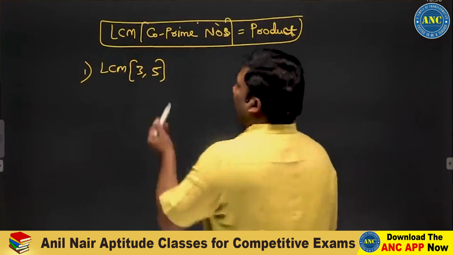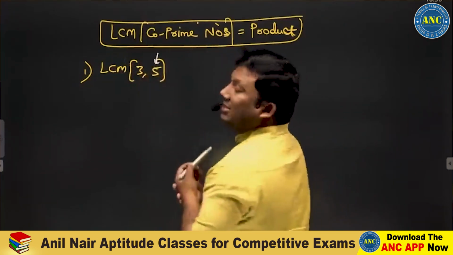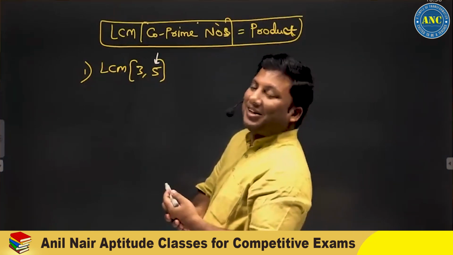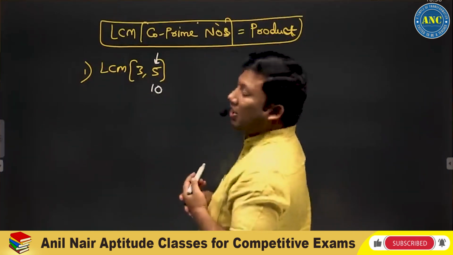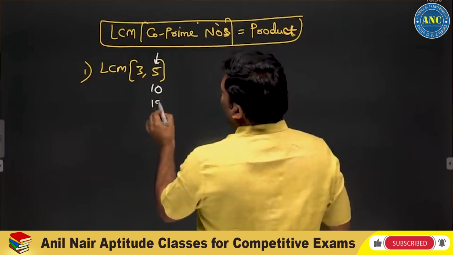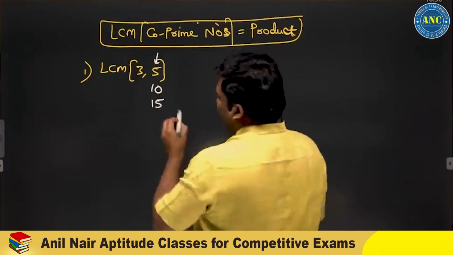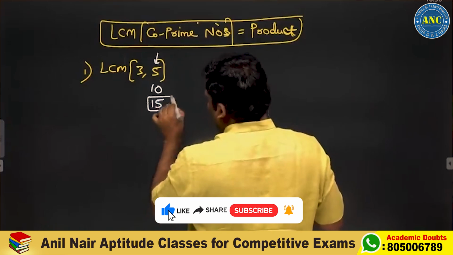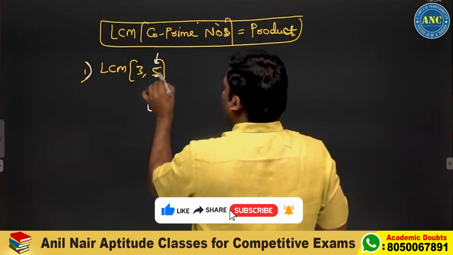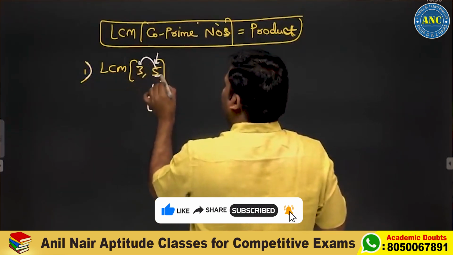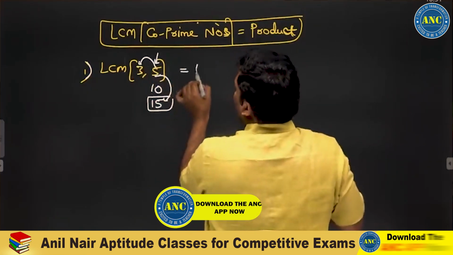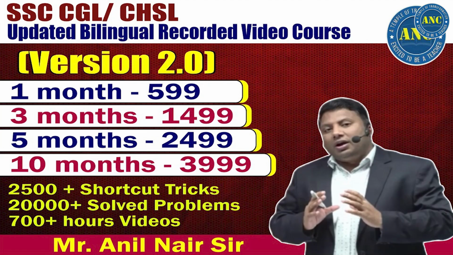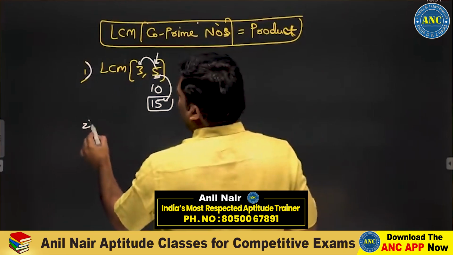LCM of 3, 5. The largest number is 5. 5 is not divisible by 3. Next multiple, 10, is not divisible by 3. Next multiple, 5 3s are 15. 15 is divisible by 3. I took the largest number and multiplied it to get the multiple which will divide. The answer is 15, which is 3 into 5.